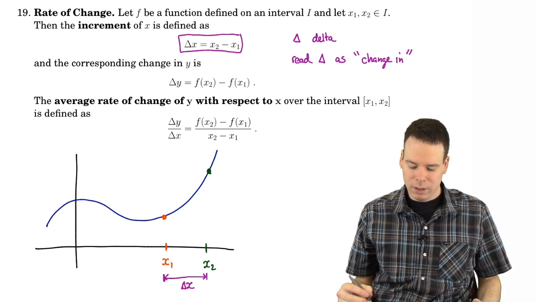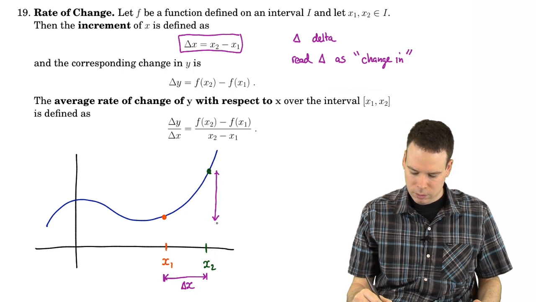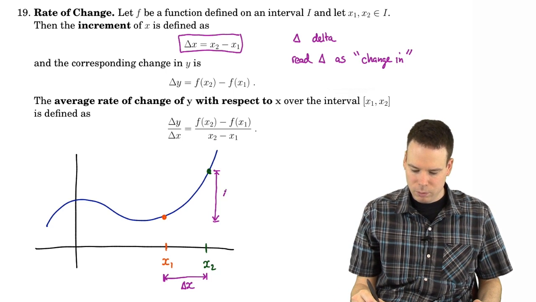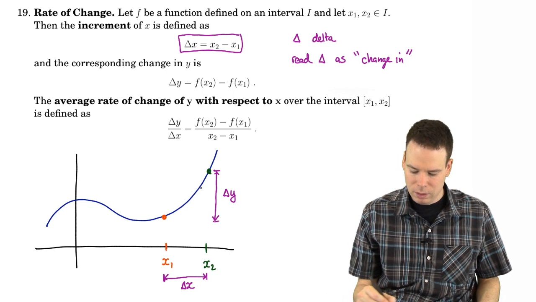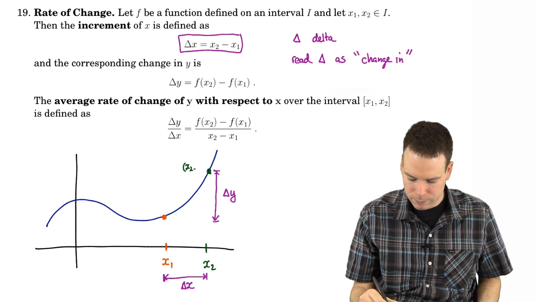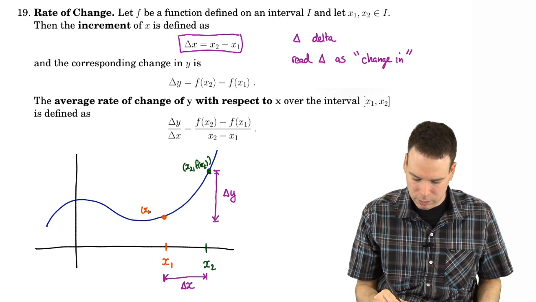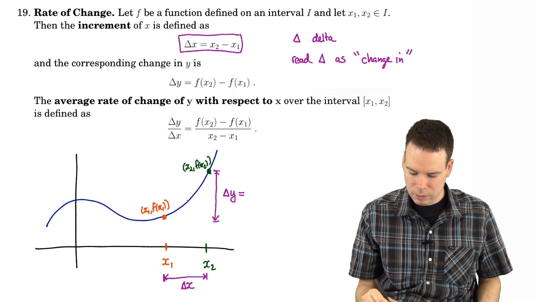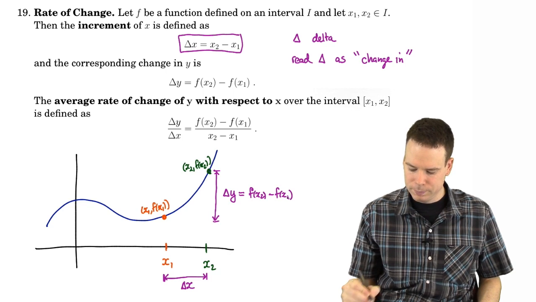Now as we change the x value, the y values have changed. So there is our change in our corresponding y values. This we're going to denote by delta y. So that's the change in y, and it's just the difference in the function values. So this was x2, f of x2. This was x1, f of x1. And so the change in height is f of x2 minus f of x1.